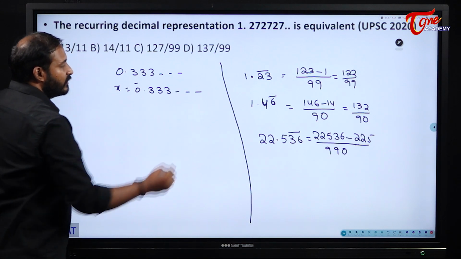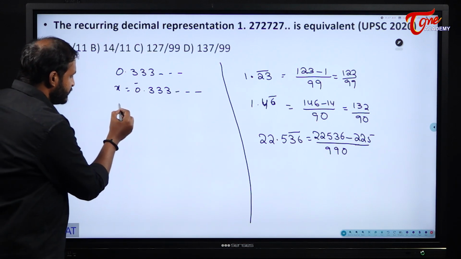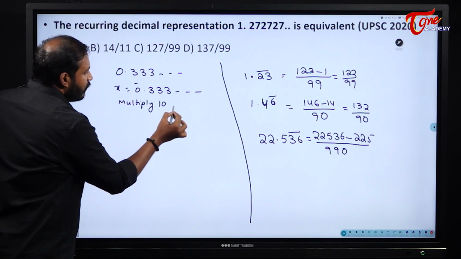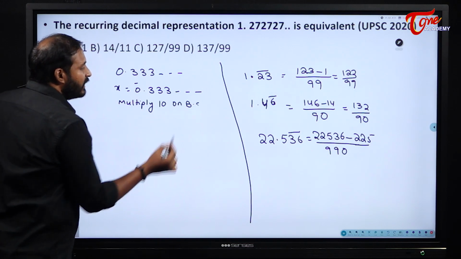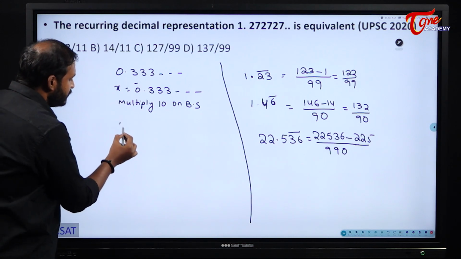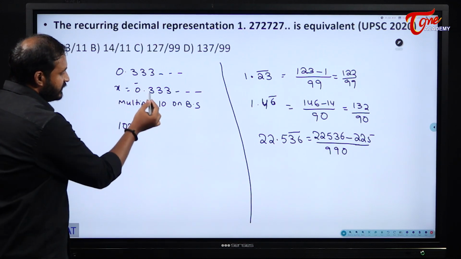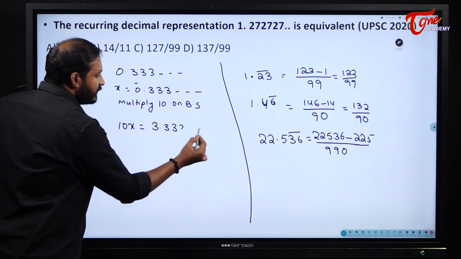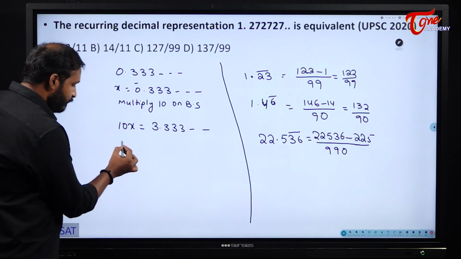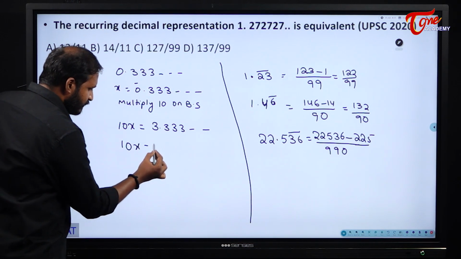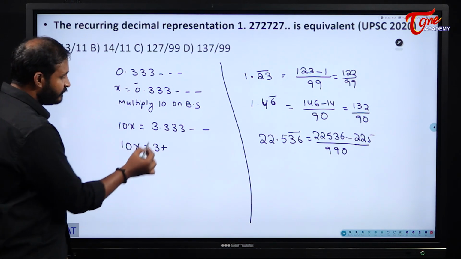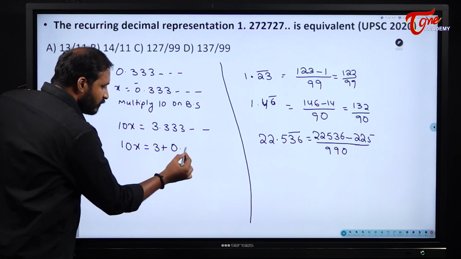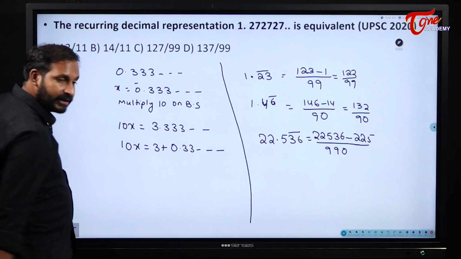0.33333. Okay, I will multiply 10 on both sides. When I multiply 10 on both sides, what does it become? This will become 10x, and this will become what? 3 will come to this side, and 3.3333 as usual it will be there. Now please observe here what it becomes. 10x is equal to 3 plus, this is anyway 0.333333. I am writing in this manner.